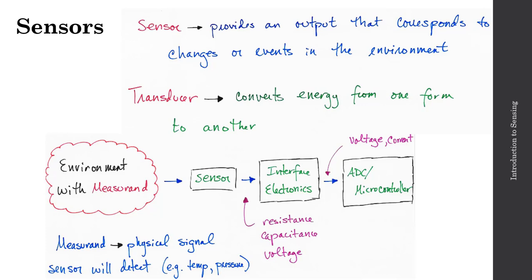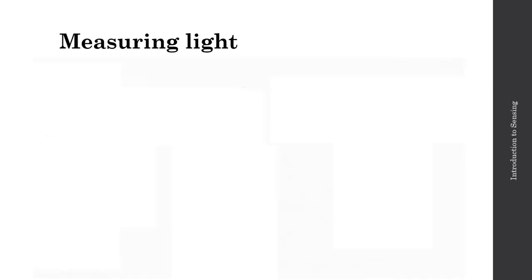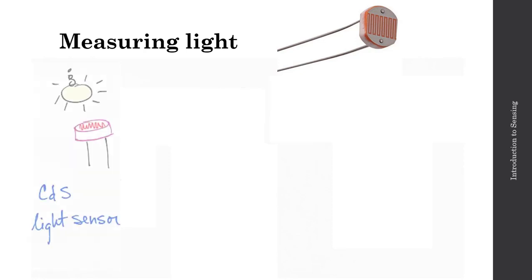So let's take a look at a quick example of this signal pathway. Here is the cadmium sulfide light sensor. This is a photoresistor, and you should have one of these in your parts kit. So this is a CdS light sensor, and based on some change of the intensity of light, we'll actually see a variable resistance. So the resistance of my light sensor is changing based on the intensity of the light that's incident on the surface of my light sensor.